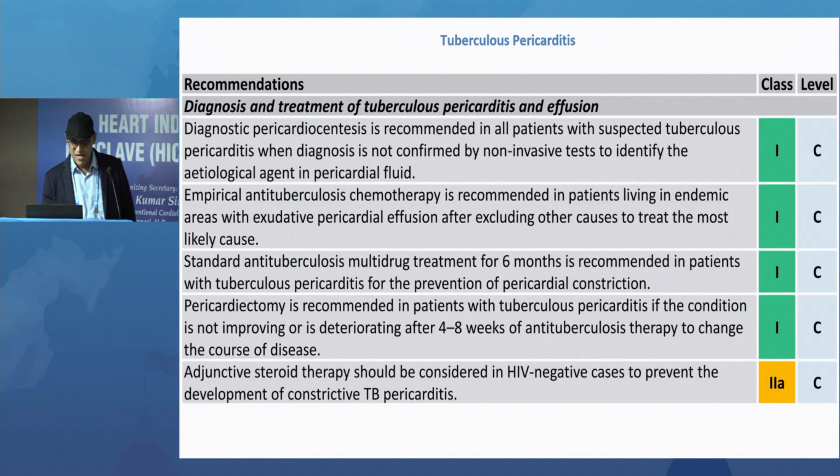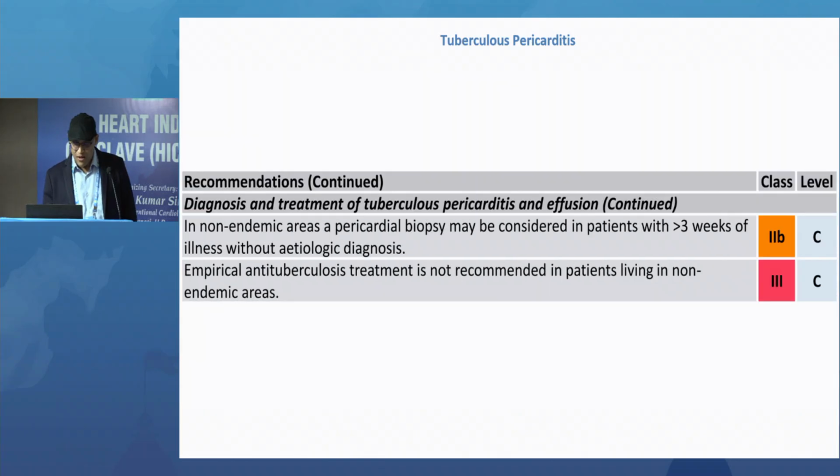Pericardiectomy is recommended in patients with tubercular pericarditis if the condition is not improving or is deteriorating after 4 to 8 weeks of antituberculous therapy. So pericardiectomy only after 4 to 8 weeks of anti-TB treatment. For diagnosis and management of tuberculous pericarditis and effusion in non-endemic areas, a pericardial biopsy may be considered. Empirical antituberculous treatment is not recommended in patients living in non-endemic areas.